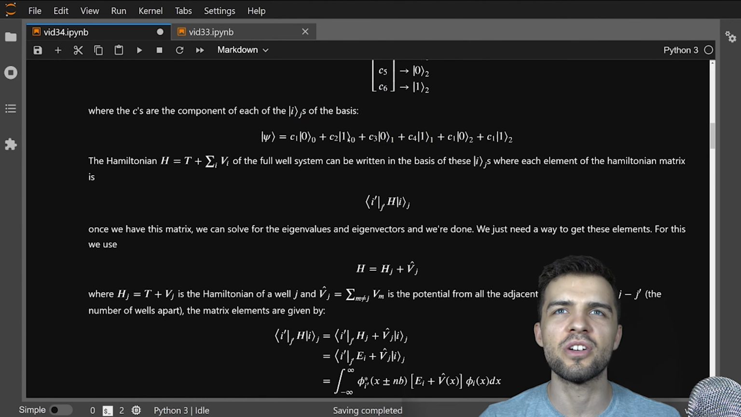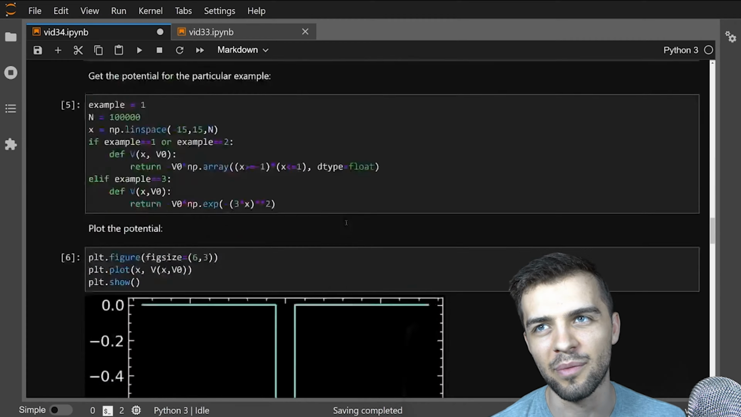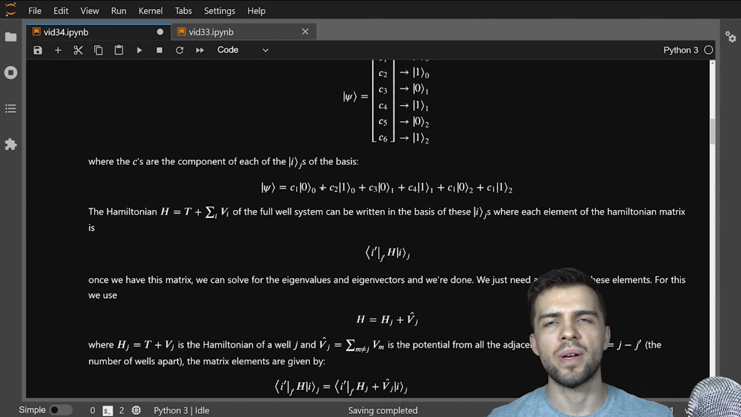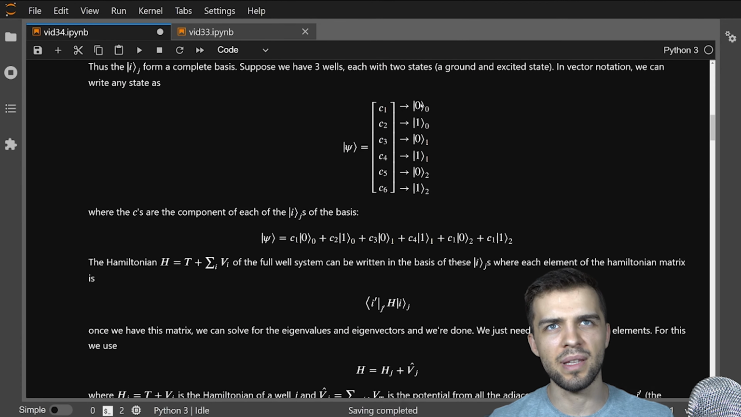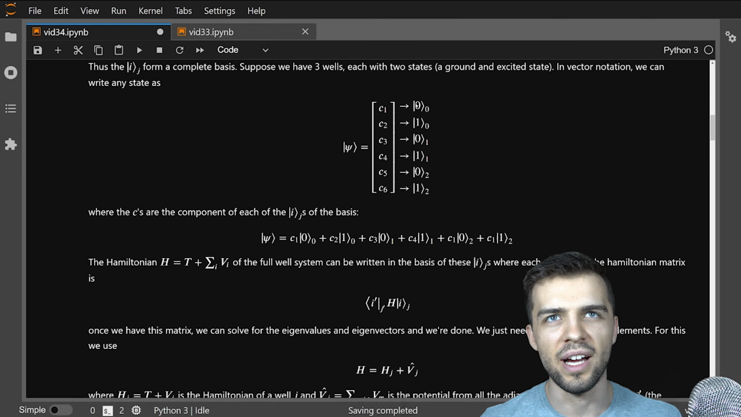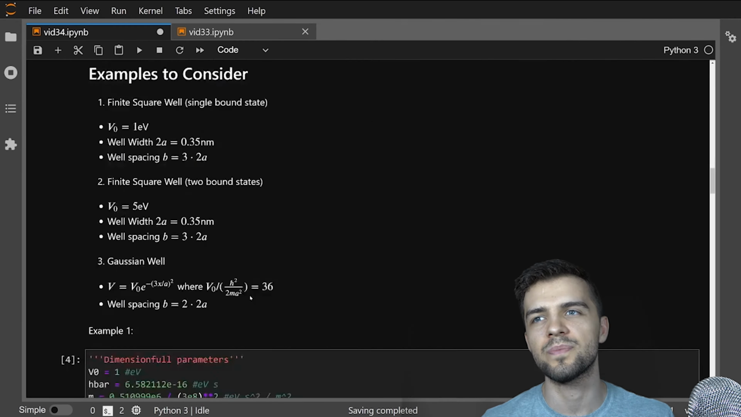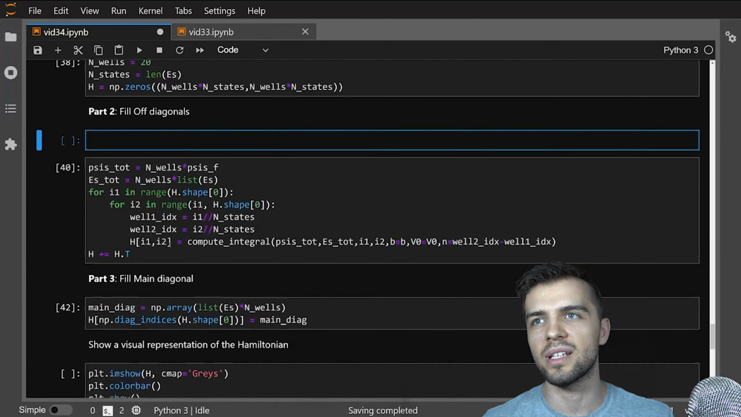Going from zeros and ones to 0, 1, 2, 3, 4, 5 for the indices of the Hamiltonian, I do a little clever trick here. I have all my eigenstates and I'm going to list them in this order. In my case, I only have one energy eigenstate per well, the ground state, and then 20 different wells. So I'm going to list them like this.